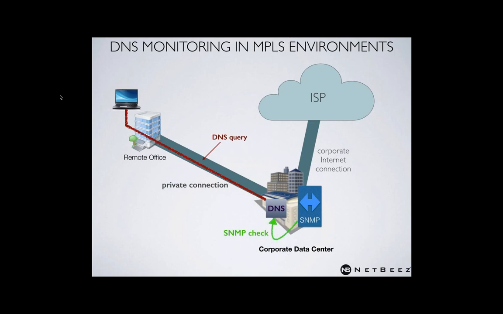Or let's take an example of DNS. Traditionally, remote branch offices in a legacy environment were always connected through an MPLS line, a private connection back to our data center. And the DNS used by a remote workstation was the actual corporate server present in our data center. So in those legacy environments, SNMP was just fine to monitor DNS service availability and performance.